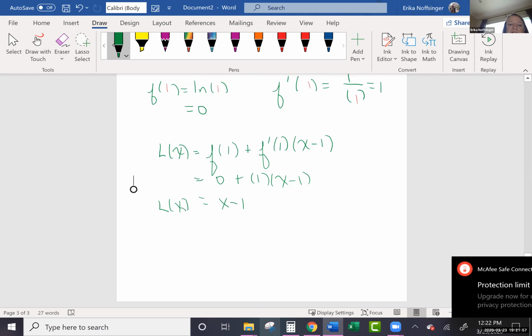And so if we want to look now at ln of 0.9, this is approximately equal to L of 0.9, which is equal to 0.9 minus 1, which is equal to negative 0.1. So the natural log of 0.9 is approximately negative 0.1.